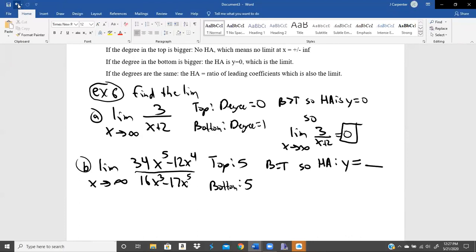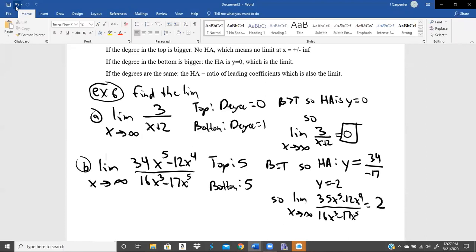Ratio means fraction. Leading coefficient means the number in front of the variable that has the biggest exponent. So we need the 34 and we need the -17. Don't forget that sign there, the 34 and the -17. Which is y equals -2. So therefore, the limit as x approaches infinity of this goofy function is equal to -2.